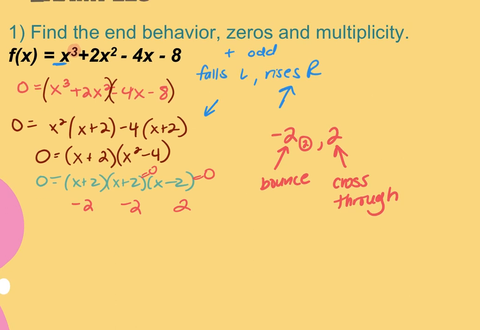If it occurs an even amount of times, so if there's 2 of the same or 4 of the same, it's going to bounce at that point. If it's an odd number of times, so it only happens once, it happens 3 times, it's going to cross through that point. So we're going to do more of this tomorrow.